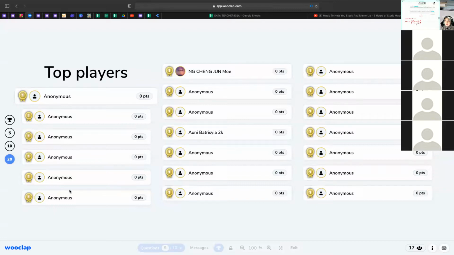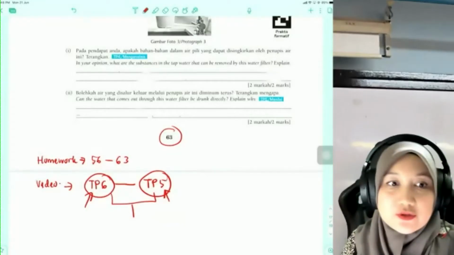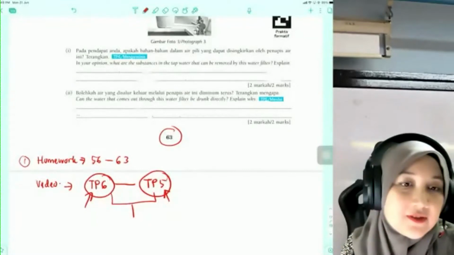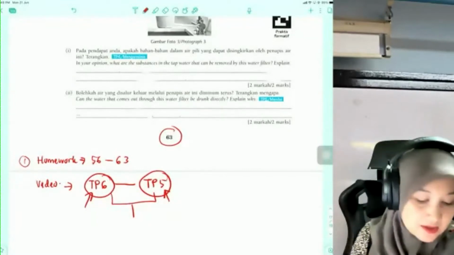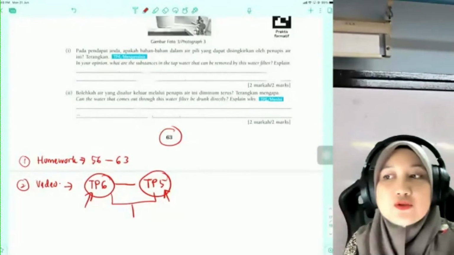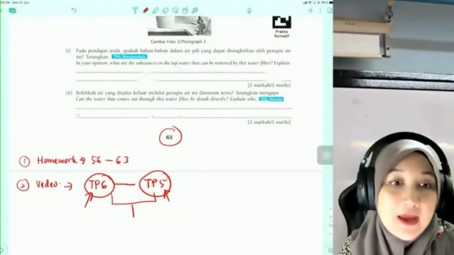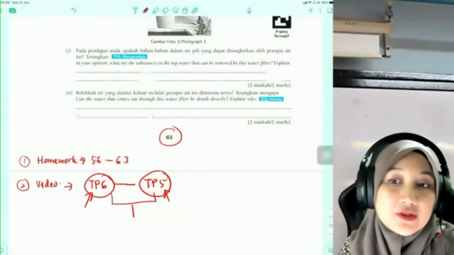All right, so before we end our class today, I hope that everyone knows that we have to do this homework. Number one, do the homework, page 56 until 63. Number two, for those who haven't done the video, please do the video and upload it in Padlet so that I can give you TP6.